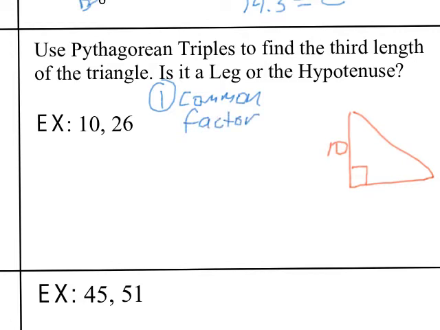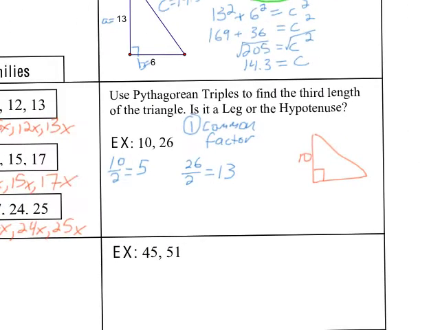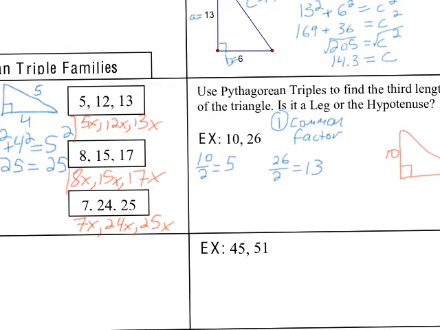Okay, so that's a number that goes into both 10 and 26. I'm going to pick 2. So I'm going to take 10 divided by 2. It's going to give me 5. 26 divided by 2, that's going to give me 13. So what I'm trying to determine here is, what factor have we used to scale up one of these families of triples over here on the left? Okay, so let's find out. When I divide by 2, I get the numbers 5 and 13.